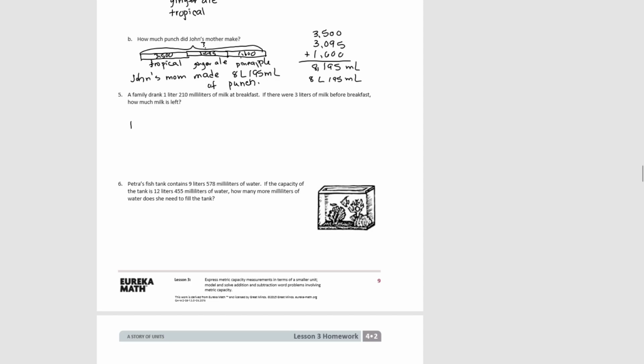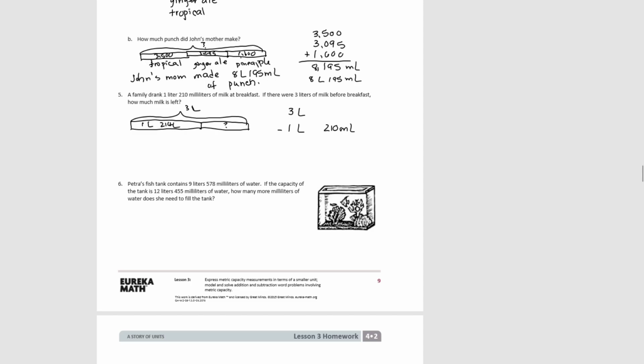Okay, here we have the amount that the family drank of milk at breakfast, 1 liter, 210 milliliters. We want to know how much is left when the total amount of milk that they had before breakfast was 3 liters. So if we have a total and a piece and we're looking for the other piece, we know that's subtraction. So we're going to do 3 liters, minus 1 liter, 210 milliliters.